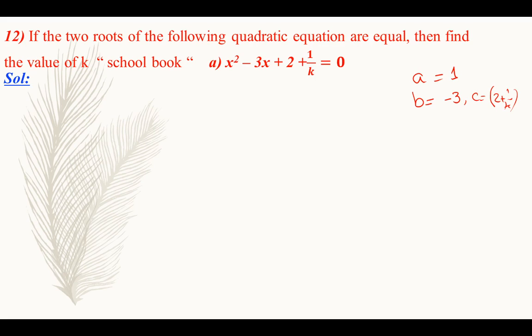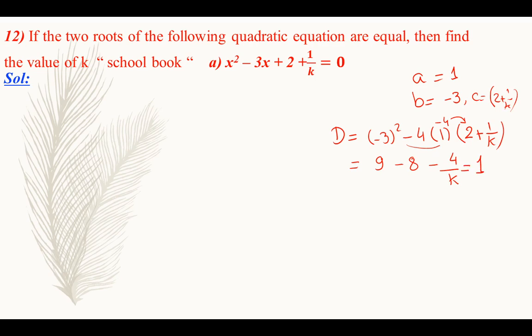So the discriminant will be b power of 2, negative 3 all to the power of 2, minus 4 multiplied by a, 1, multiplied by c, 2 plus 1 over k. Okay, negative 3 power of 2 equals 9. Negative 4 times 1 equals negative 4. Negative 4 multiplied by 2 equals negative 8. Negative 4 multiplied by 1 over k equals negative 4 over k. So now you will find that the discriminant equals 9 minus 8, which is 1, minus 4 over k.